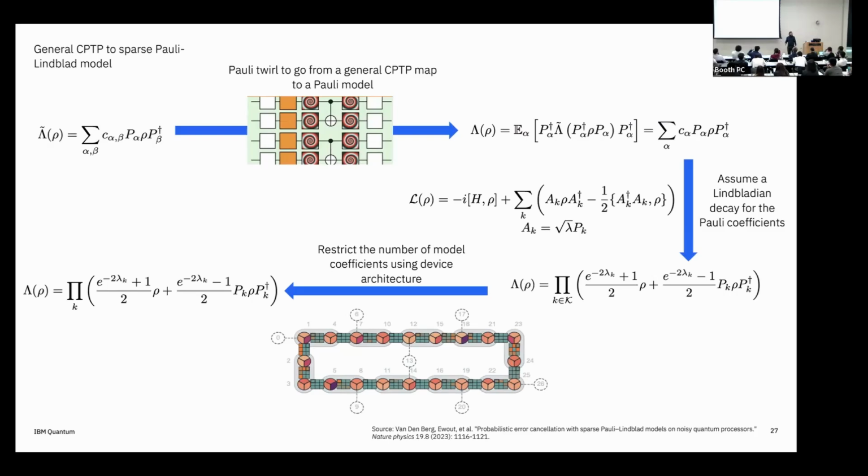A lot of times people will confuse the two. They'll think, oh, I have a noise model for the device. Well, on average, but not exactly. That's not a physical noise model. Yes.